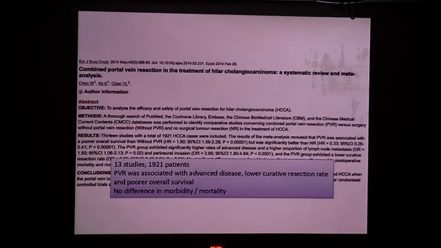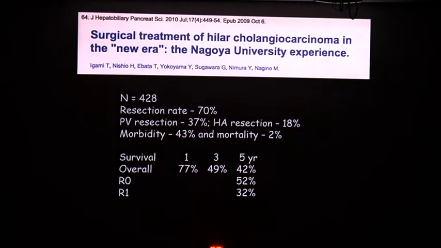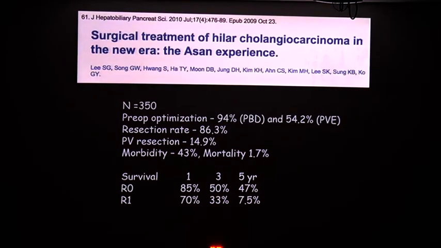But it can be done, it is feasible, it can be done with acceptable morbidity and mortality. So what we are trying to achieve is this kind of result: a resection rate of around 70%, you may need to do vascular resections, a mortality of 2%, morbidity of 43% or so, with a 5-year survival in R0 resection of more than 50%. And this is also seen in other Asian experience. This is from Asad, a 5-year survival of 47%.